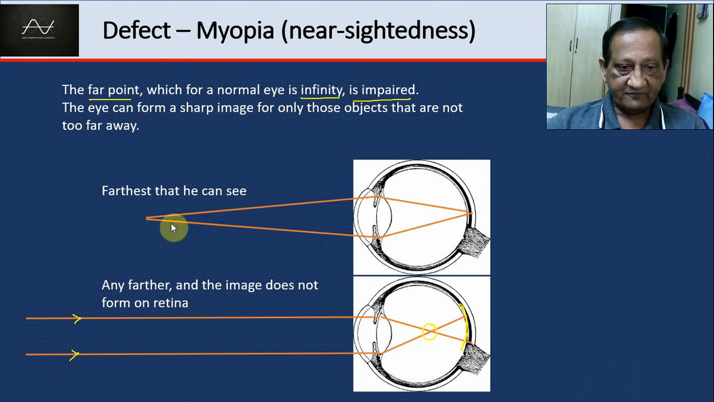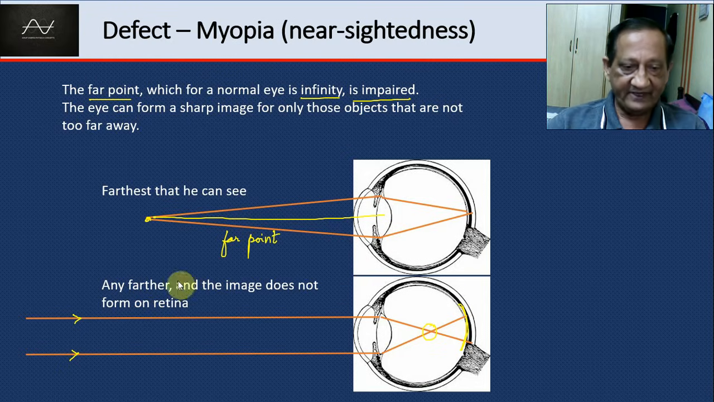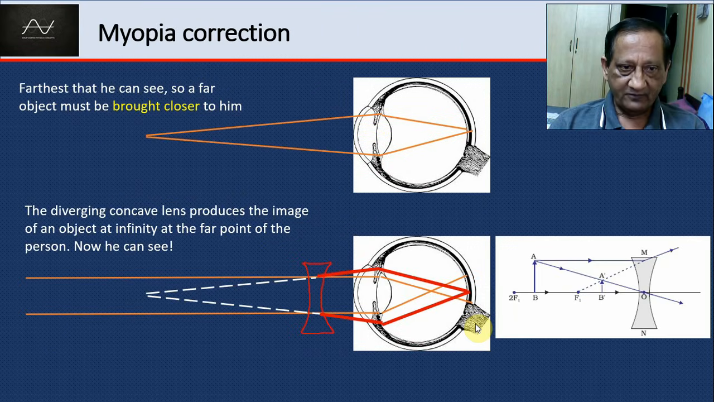The farthest that you can see is this. So this distance is the far point of this particular person, which is less than infinity. Any farther, the image doesn't form on the retina. This happens when the eyeball grows faster than the other things, and therefore it typically happens during the growing up years. This is not a disease, it's a defect which can be easily corrected by a lens. What do we have to do here? What we have to do is, this is the farthest that he can see, right?